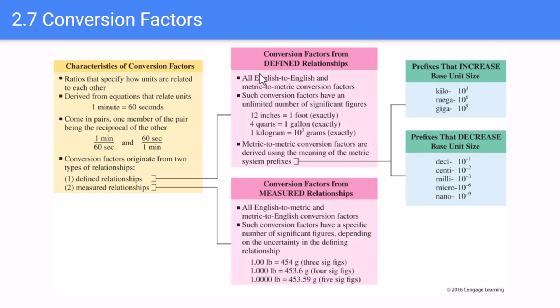Again, when we're looking at conversion factors, we're looking at 2 different units that represent the same quantity. So for example, 1 minute, 60 seconds. 12 inches in a foot, 4 quarts in a gallon. It's the exact same amount. However, it is listed as 2 separate units. Make sure you understand how those metric prefixes work as well.